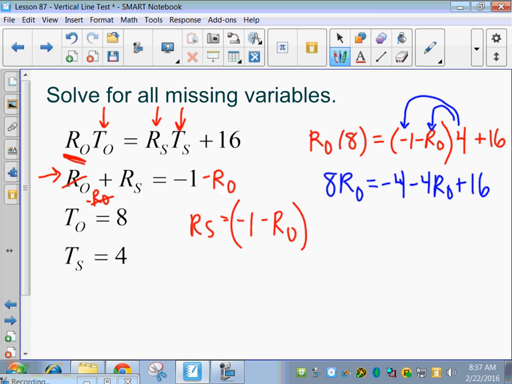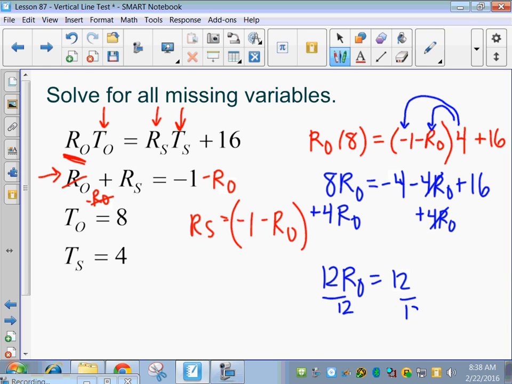Nico, what should we do next? Okay, we're going to add 4RO, so we can get all of our ROs together. So I have 12RO. On the right-hand side, let's go ahead and add my numbers together. I have -4 plus 16. That gives me 12. So, Drew, what's RO equal to?